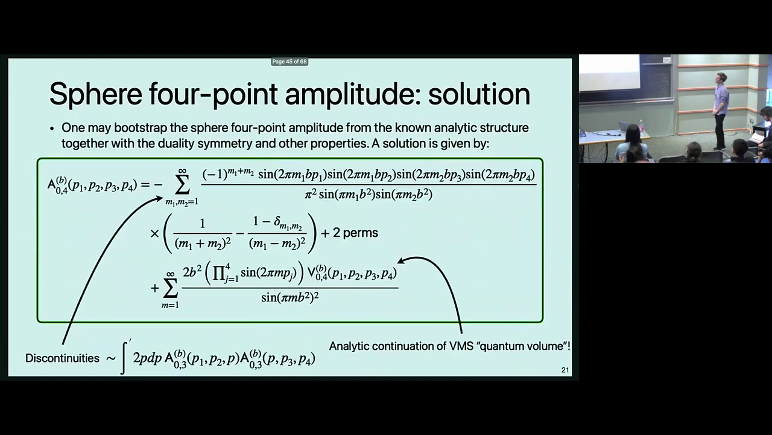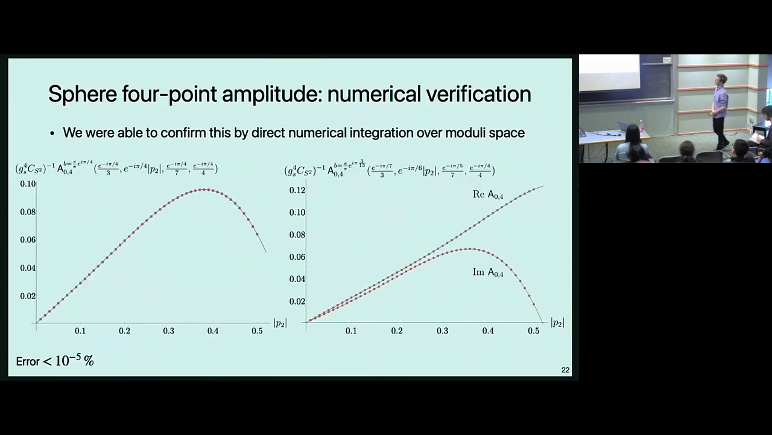Now, this may look contrived or at least very complicated, but we're at least able to confirm this by direct numerical integration over the moduli space. On the left here, we have the situation where we have B with the pi over 4 phase and the corresponding phase for the momenta as a function of the absolute value of one of the momenta. And we observe a match with error less than 10 to the minus 5%.